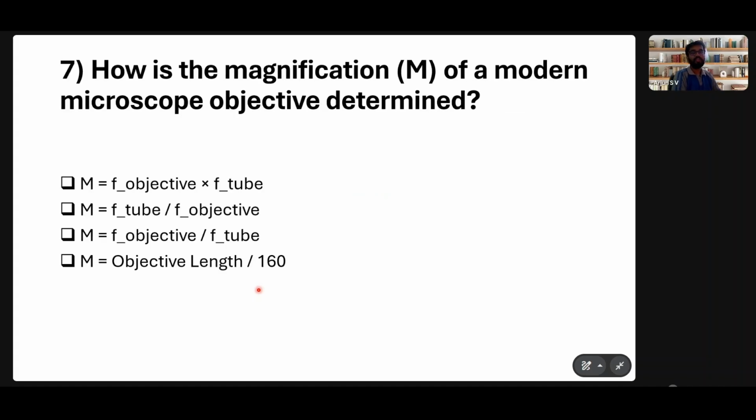Next question. How is the magnification of a modern microscope objective determined? So this also we saw in the recap section. The magnification of a modern microscope is calculated by the ratio of the focal length of your tube lens to that of your objective lens. So the correct option is option B. Focal length of tube to focal length of the objective.